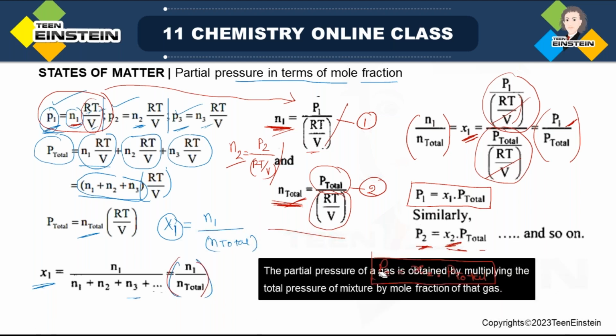So here, this is the final statement we can make. The partial pressure of a gas is obtained by multiplying the total pressure of the mixture by the mole fraction of that particular gas for which you have considered the partial pressure. So it is true for any component.